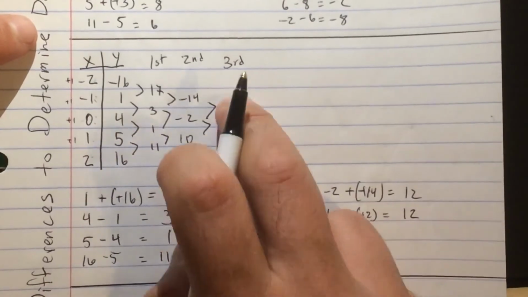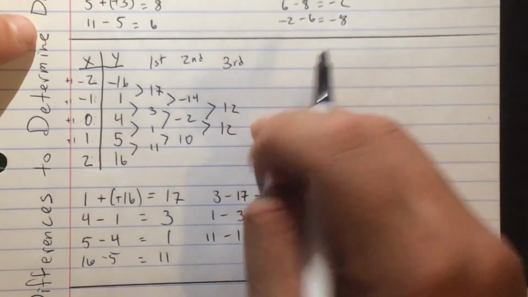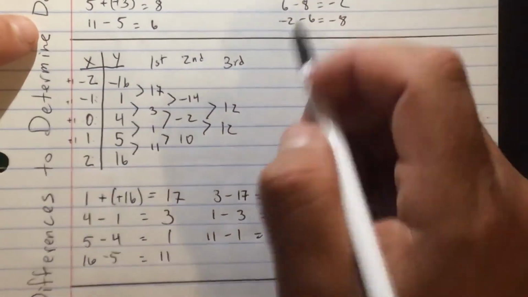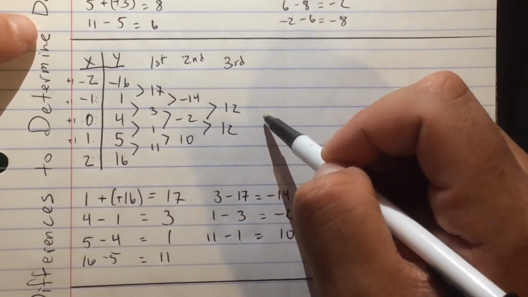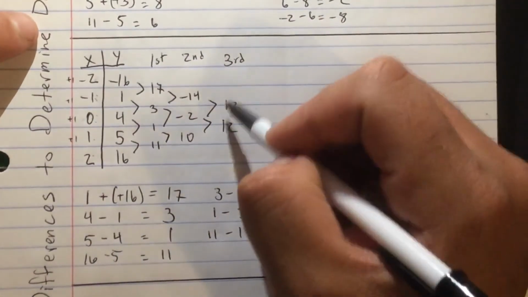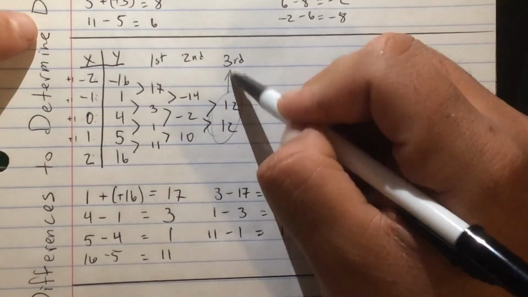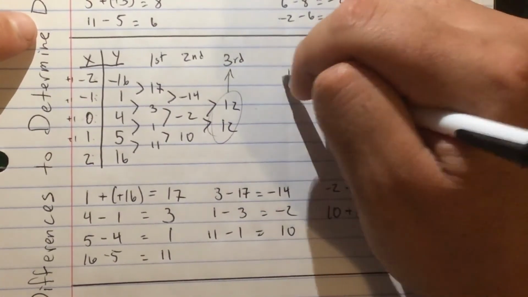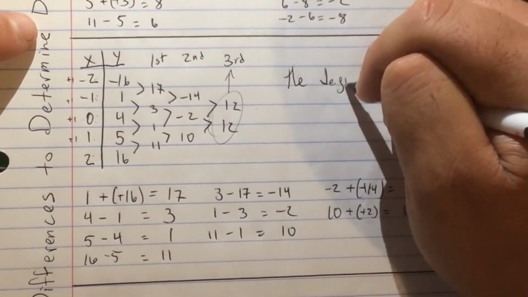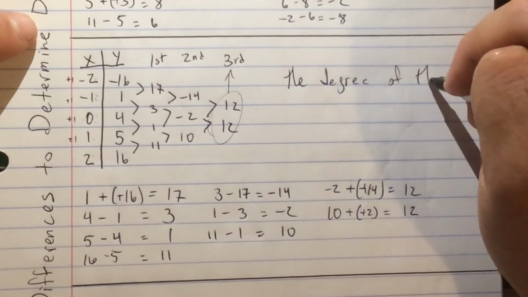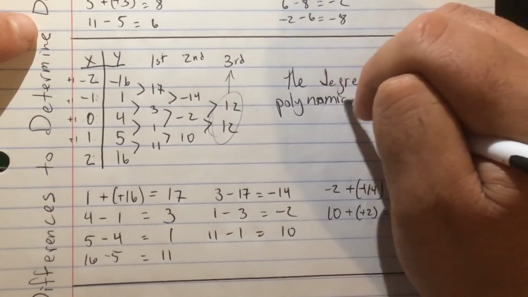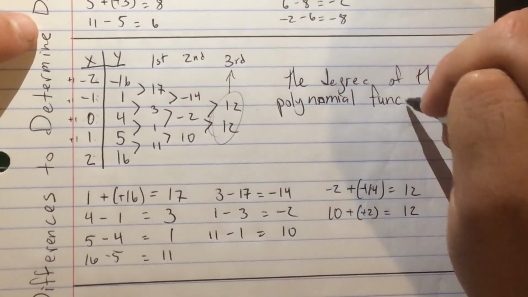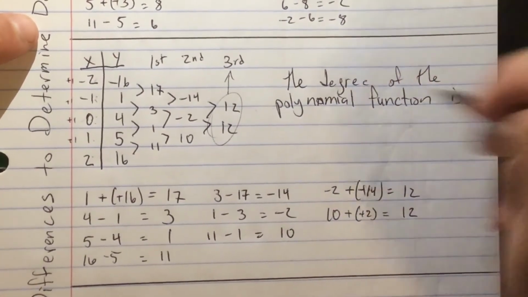If for some reason these were not the same, we would go to the next one down. This would automatically be a polynomial of the fourth degree because the last number would end up being just one number, and it's the same with everything in that row, so it would be that fourth degree. But since we did stop here, this is of the third degree. So the degree of the polynomial function is 3.